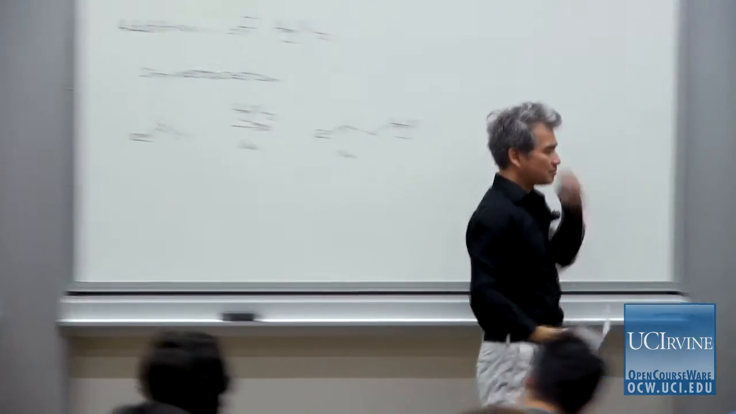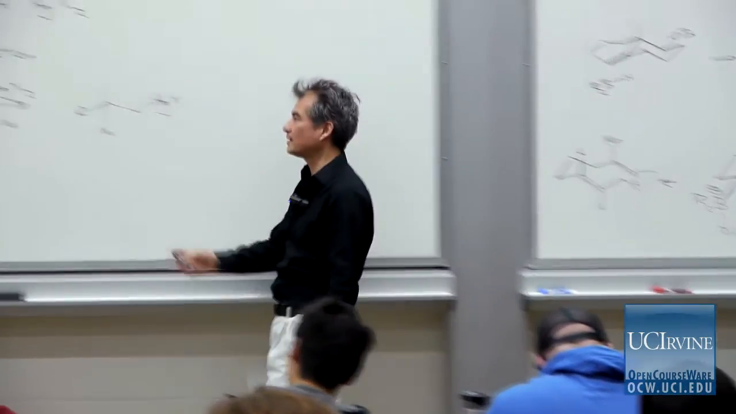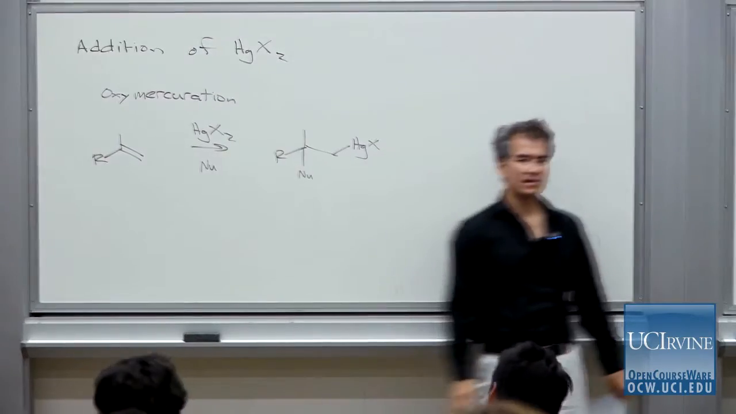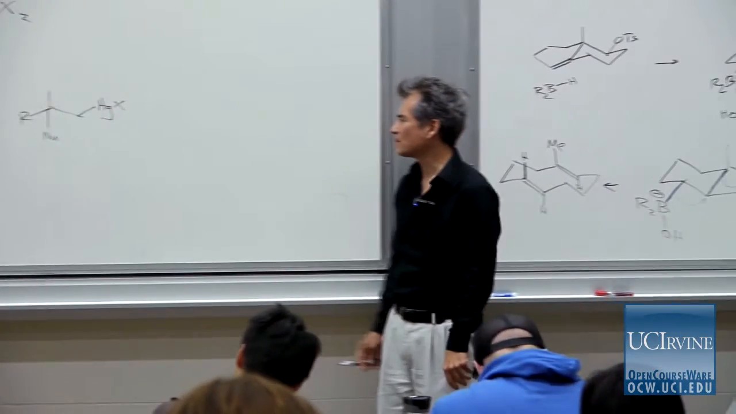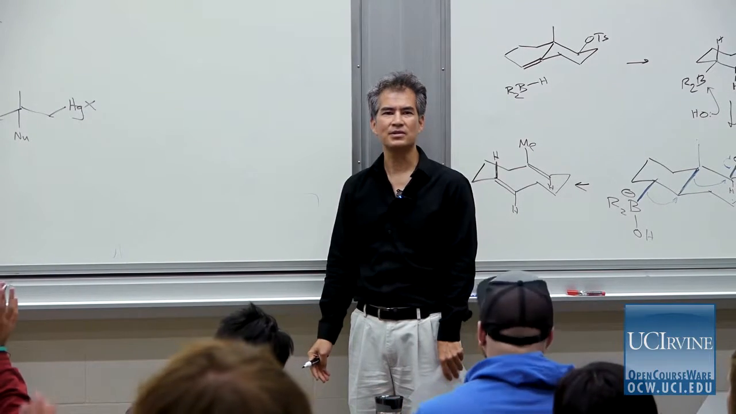So this is a process called oxymercuration. When the nucleophile is water, if you do these reactions in water, you get a formation of a carbon-oxygen bond and a carbon-mercury bond. How many of you covered oxymercuration in your undergraduate chemistry courses?